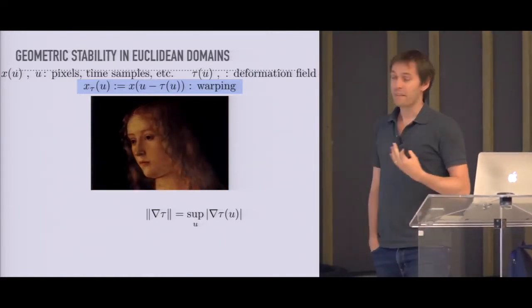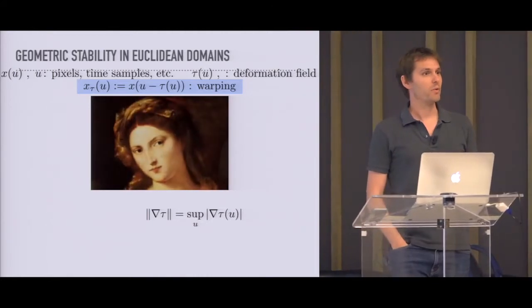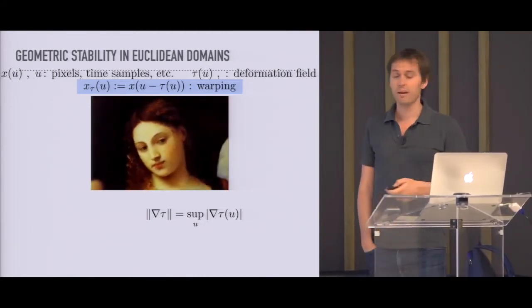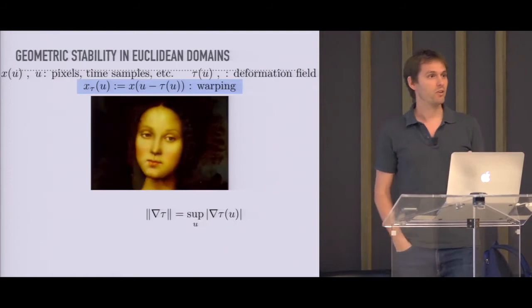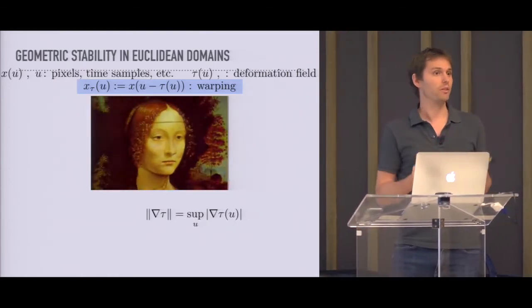Because we are adding noise, we need to quantify how much noise we are adding. One particular way to quantify it is by how much I am going to distort the domain.